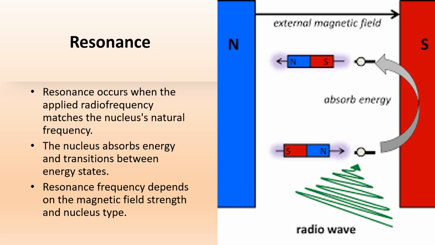Once the nucleus absorbs this energy and transitions to the higher state, it quickly relaxes back to its original energy state, releasing energy in the form of a signal. This is the moment we capture in NMR, the point where the nucleus speaks. The signals we detect contain detailed information about the chemical environment of the nucleus, such as its electronic surroundings and its interactions with nearby atoms. These signals are what we analyze to understand the structure and behavior of the molecule.